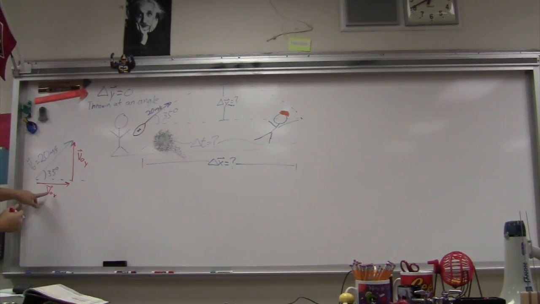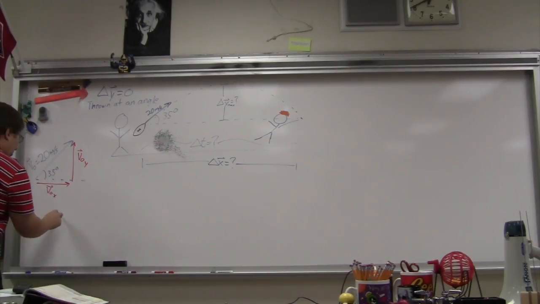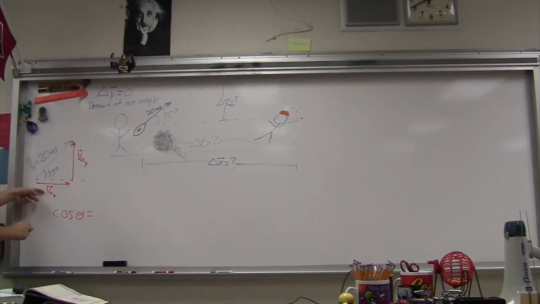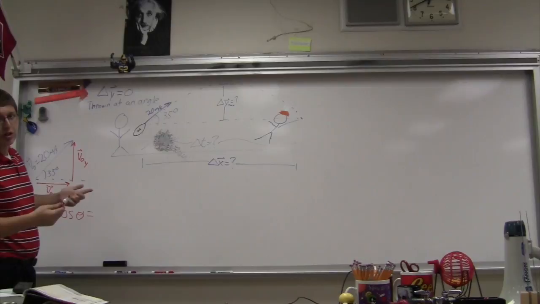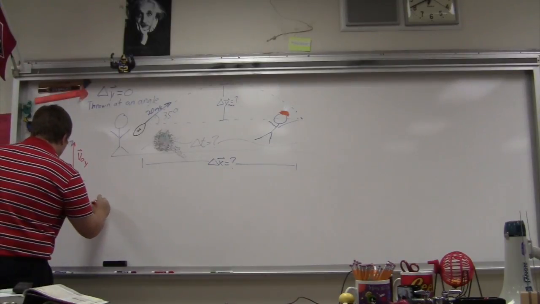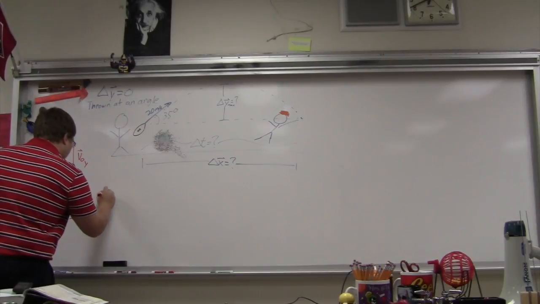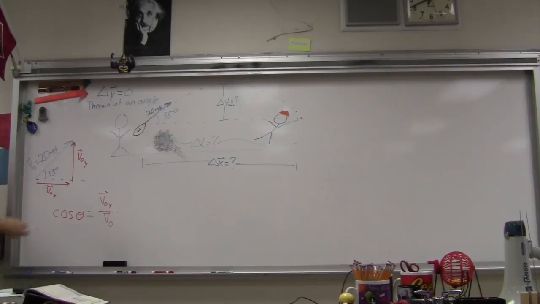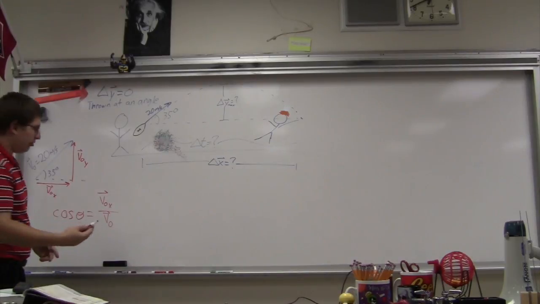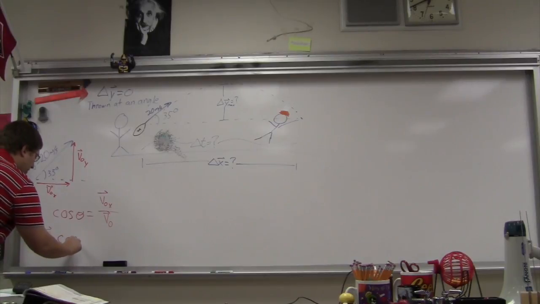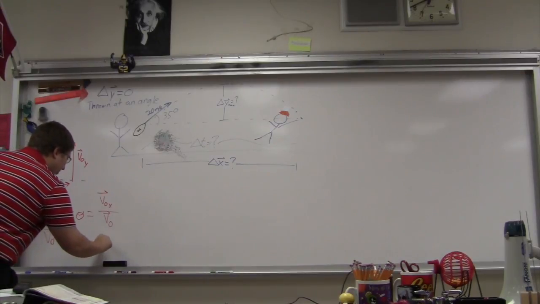So what I see here is Vox is the adjacent side of this triangle, like I just said. So what I'm thinking is cosine of theta will equal the adjacent over the hypotenuse. You got to know your trig to do this stuff. Adjacent over hypotenuse. The adjacent is Vox, and the hypotenuse is Vo. And I'm going to rearrange that because you know I like to do that without plugging any numbers. So I get Vo cosine theta is equal to Vox.